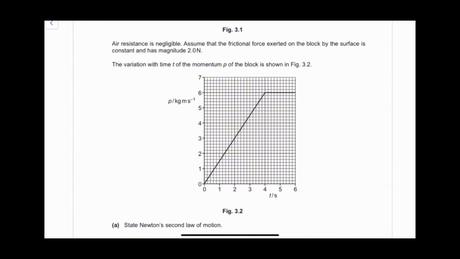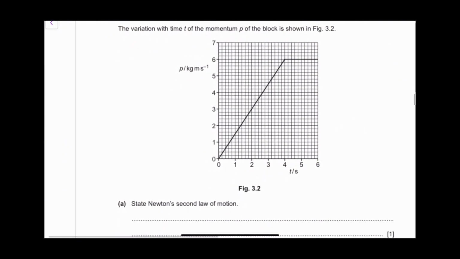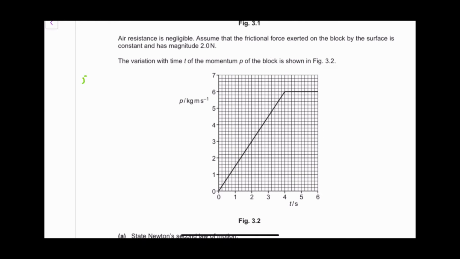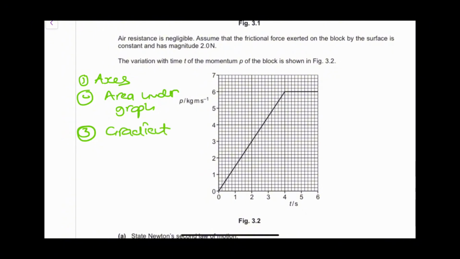Remember, I always say, analyze a graph based on 3 things. The first one, look at the axis. The second thing, look at the area underneath the graph. The third thing, you can look at the gradient. The order doesn't really matter. So axis, gradient, area, just those 3 things.